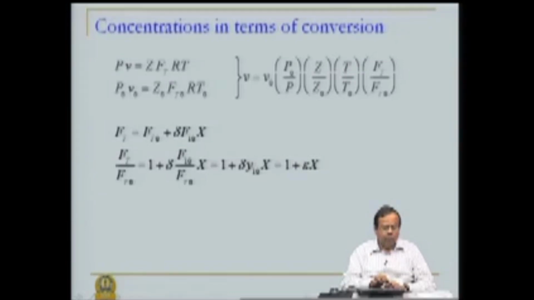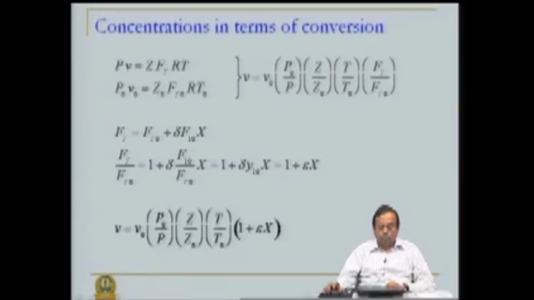So, we have inlet molar flow rate and exit molar flow rate, Ft and Ft0, related to each other through this set of equations. Ft by Ft0 in its final form will be 1 plus epsilon x. So, this epsilon actually is nothing but this factor delta which we talked about earlier, and this y1 0. If we put these two pieces of information together, that is, substitute for Ft by Ft0 in this particular equation, we get the volumetric flow rate changing along the length of the reactor in this particular manner.